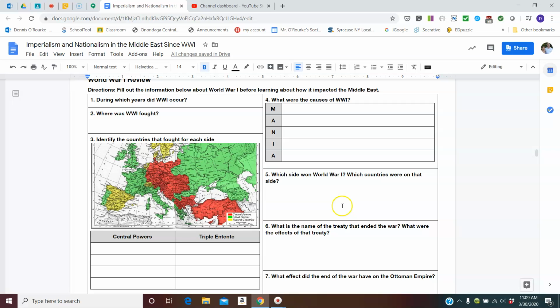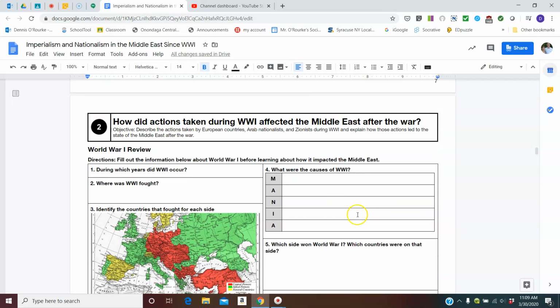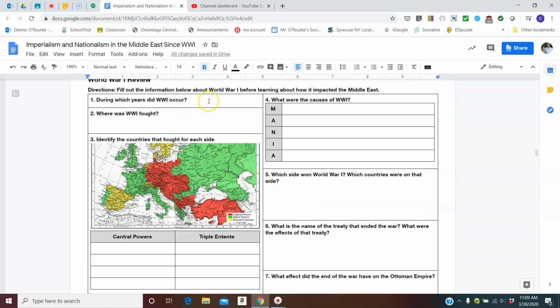Okay, then we get into the actions taken after the war. So this is just some World War I review. The years World War I occurred was 1914 to 1918. Where was it fought? Predominantly in Europe, but there was also a little bit of fighting around Constantinople or Istanbul in the Ottoman Empire. So your Central Powers are simply Germany, Austria, and the Ottoman Empire. The Triple Entente is Great Britain, France, Italy, Russia. And you could throw the United States in there because we come in after that.